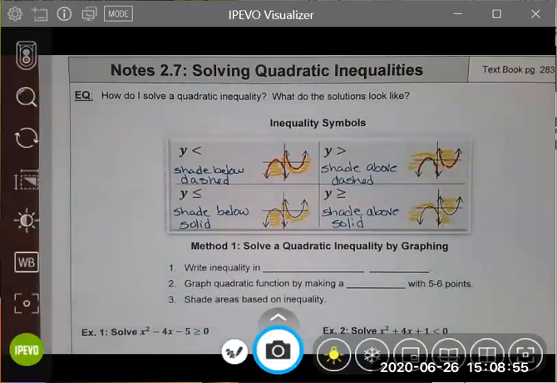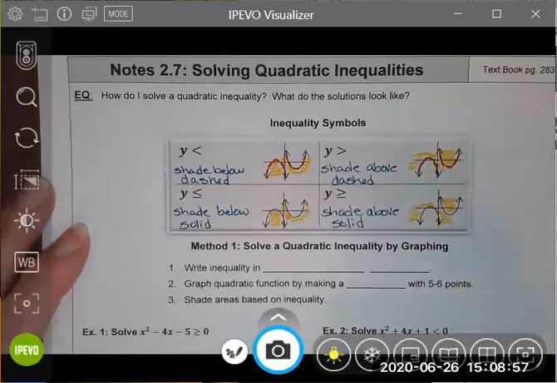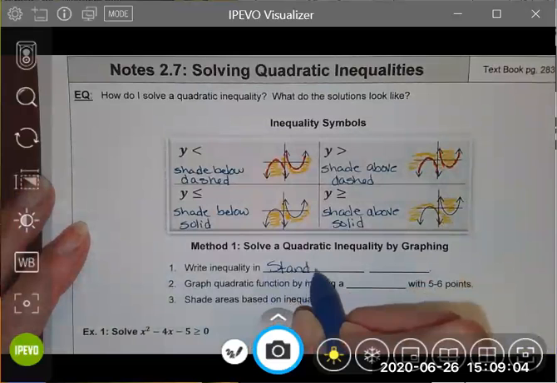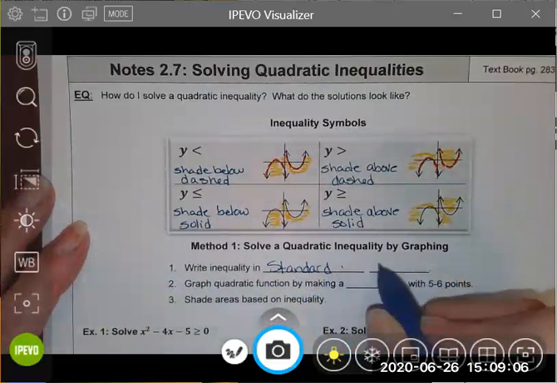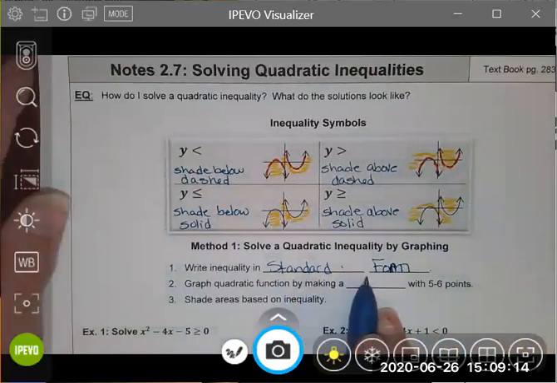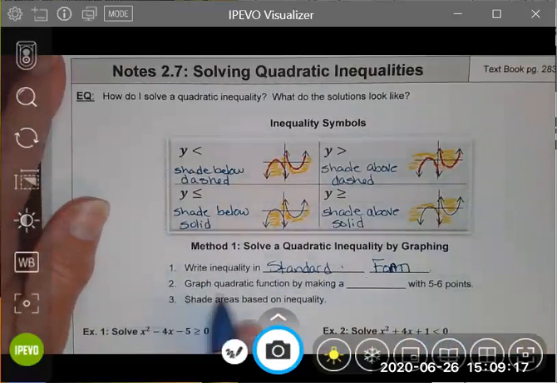Certainly the inequality symbols mean the same thing. So what are our steps? The first thing we need to do is write our inequality in standard form. Then we graph our inequality.